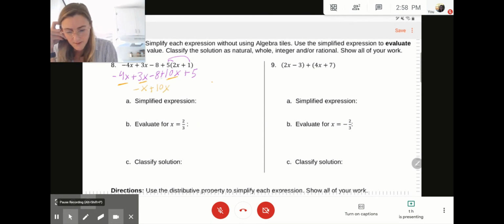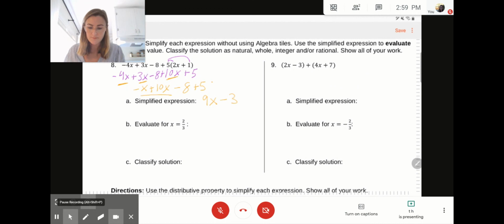Then I'm just going to rewrite this negative 8 over here and this plus 5. You don't have to rearrange it. It just helps me see them next to each other so that I know what to combine. So the simplified expression, now I can combine the negative x and the 10x. This is just going to be 9x. And the negative 8 and the 5, this is just going to be negative 3. So now I have to evaluate for when x equals 2/3.